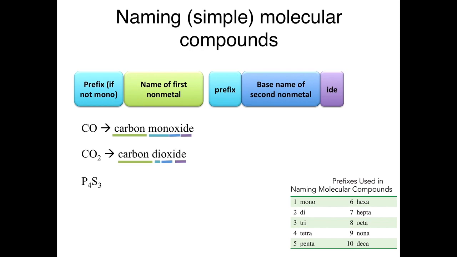All right, what about this guy? You got P4S3. So you have 4 phosphorus and 3 sulfurs. Since we have 4 phosphorus and not just one, we would say it's tetra for 4. Tetraphosphorus, 3 of sulfur, so that's trisulfide. The molecule's name is tetraphosphorus trisulfide. Fun, isn't it?